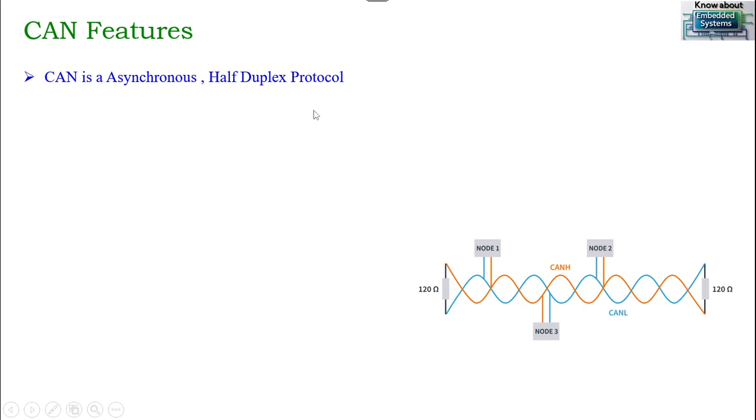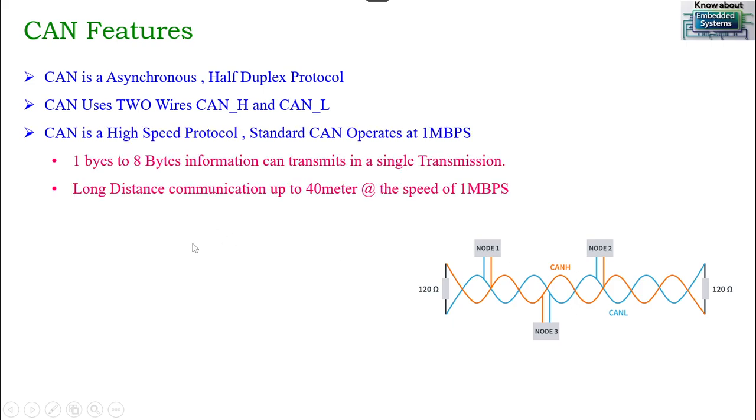That means simultaneously you are not able to send and receive. But one ECU has to send, the other ECU has to receive, and vice versa. And this will happen in a millionth of a second. That's why in real time it will not create much of a problem. But CAN is a half-duplex communication protocol. And you know that CAN protocol uses two wires that I have discussed. One is CAN H and one is CAN L, what you're seeing on the screen.